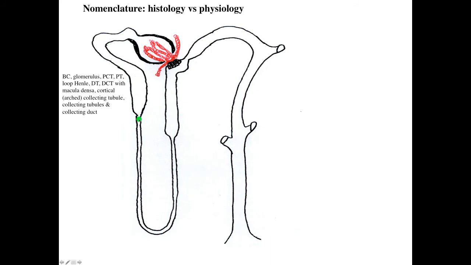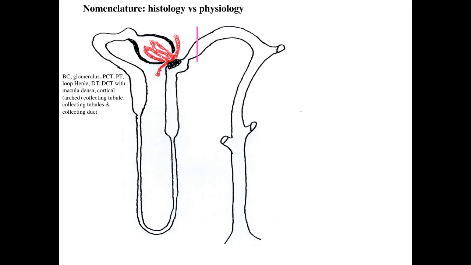proximal tubule, the loop of Henle, which one might define as descending and ascending portions of the loop of Henle, and sometimes you talk about the thick portion of the loop of Henle, either the thick descending or the thick ascending portions, or the thin loop of Henle, either the thin descending or thin ascending limbs of the loop of Henle. We also talk about the distal tubule and the distal convoluted tubule with the macula densa. We can talk about the cortical or arched portions of the collecting tubules proper, and finally the collecting duct.